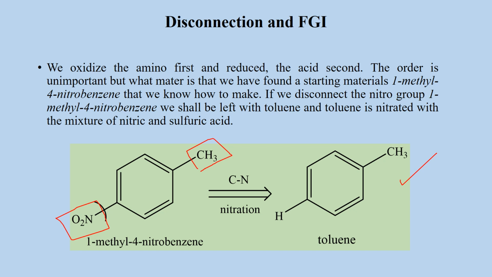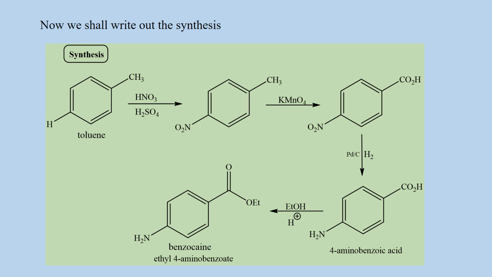So when nitration takes place, the CH3 or alkyl group will direct the nitro group to the para position. And if CH3, let's suppose, is disconnected, we have nitrobenzene, and when nitrobenzene is alkylated, the nitro group will direct the alkyl group to the meta position. Therefore, the correct disconnection is the nitro disconnection. Synthesis is simpler. First of all, toluene is nitrated, then it is oxidized so that the alkyl or methyl group is oxidized to carboxylic acid, then nitro is reduced to amino, and in the presence of alcohol, the carboxylic acid is converted into ester.